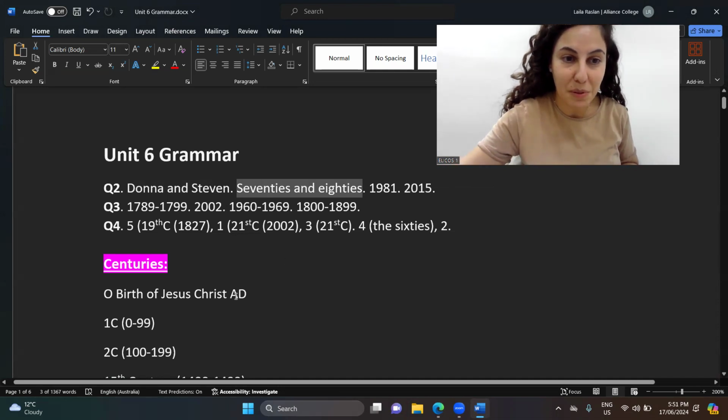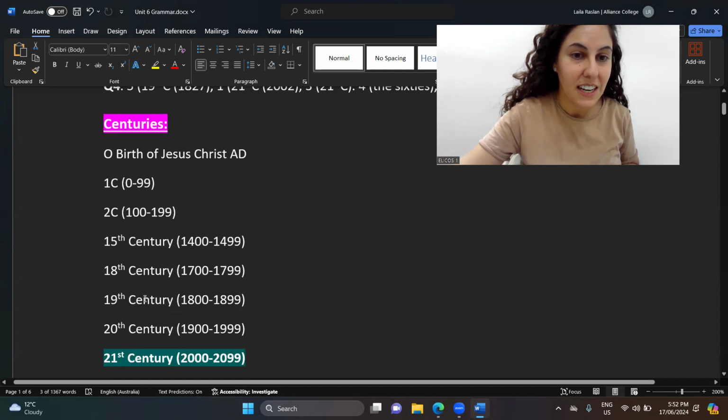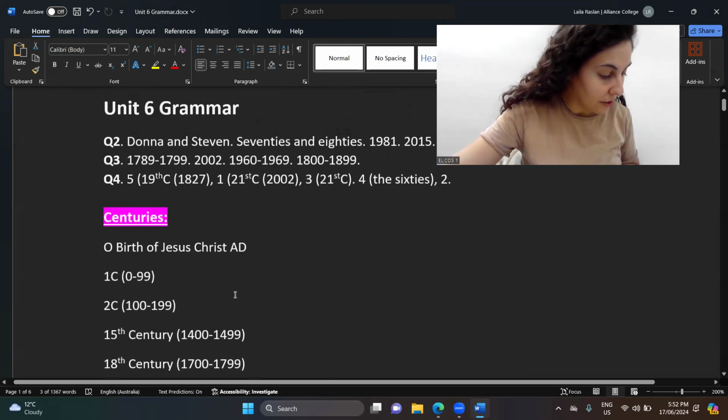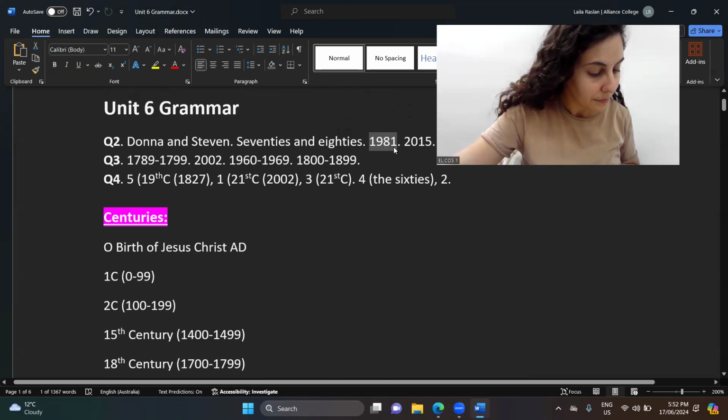Now, we talked about the time before. That's why I wanted to teach you this first. So the 70s and the 80s would mean the 20th century, okay? It would mean 1970 or the time of 1980. And we know the first photo is from 1981. So that's how we say this year, 1981.